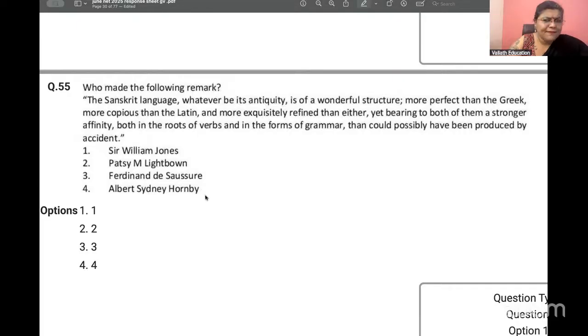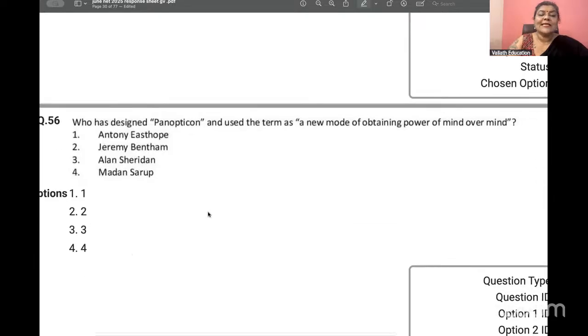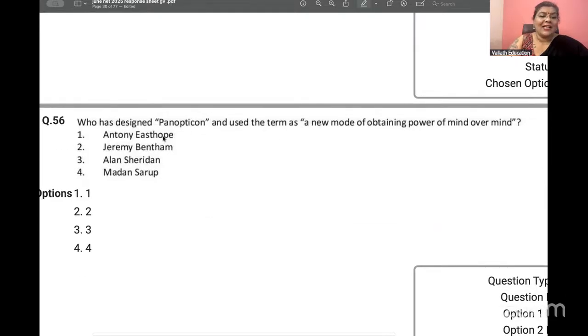A.S. Hornby is a famous linguist. Ferdinand de Saussure did not talk about Sanskrit. Anyway, William Jones must have said it because William Jones appreciated Sanskrit. And William Jones is the answer. Even without reading the entire thing, by reading only 3/4 of the first line, you can answer this. Who designed Panopticon? You don't have to read. It is Jeremy Bentham. Everybody knows it is Jeremy Bentham.